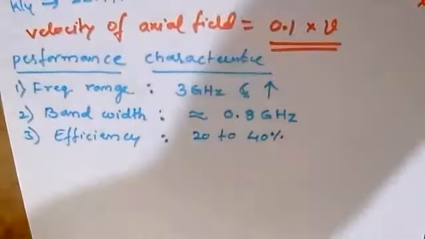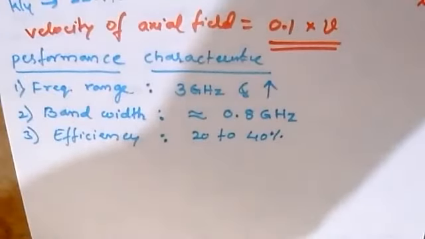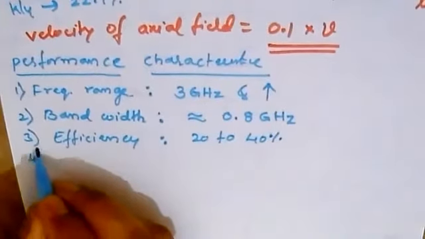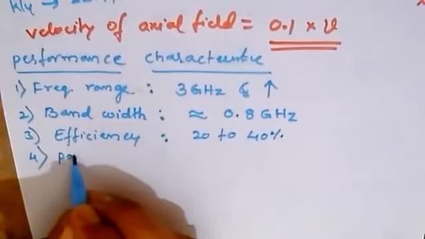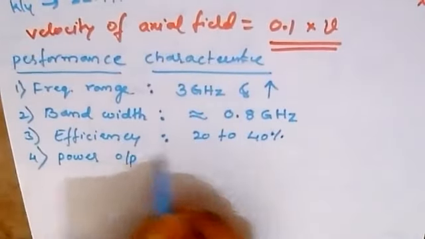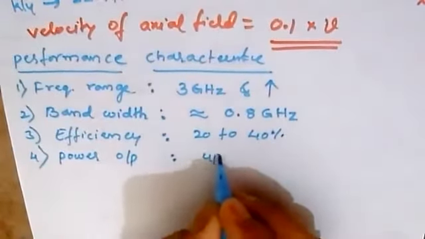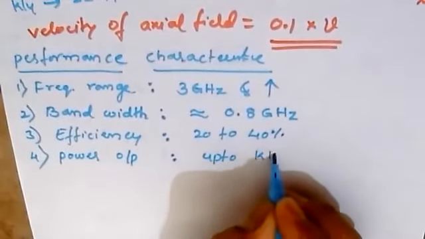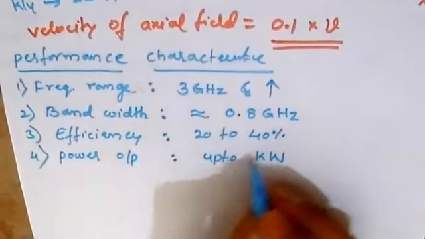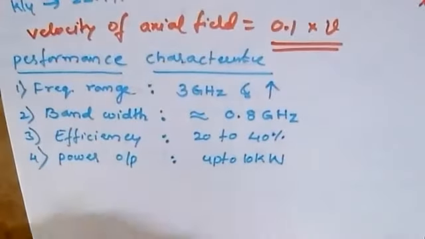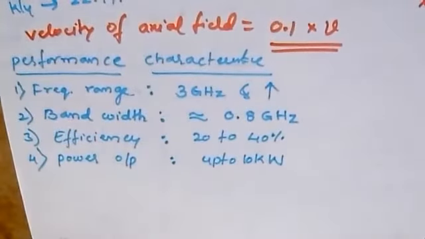20 to 40% is the efficiency of the two cavity klystron amplifier. And the fourth one, the power output, can be recorded as up to 10 kilowatts. The output power of this particular two cavity tube is taken as up to 10 kilowatts, as an average we can consider.